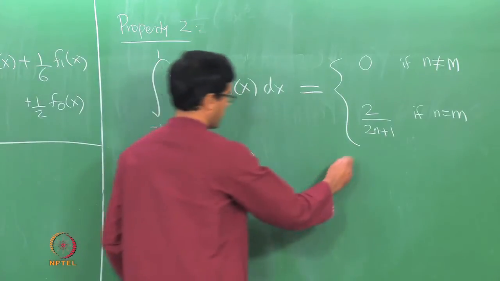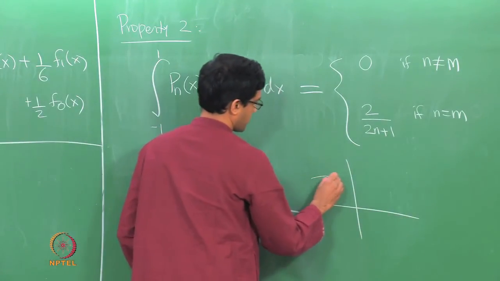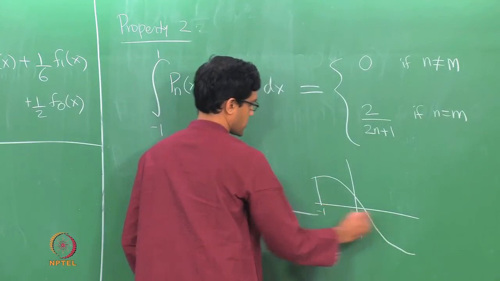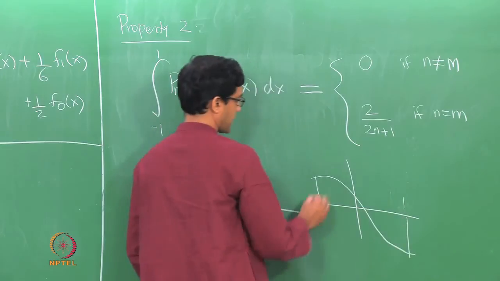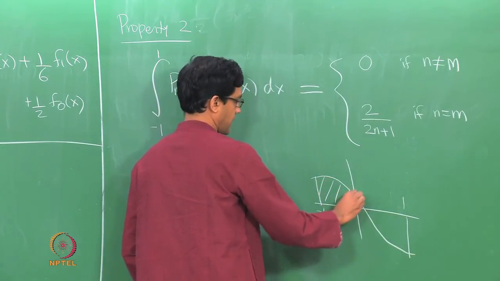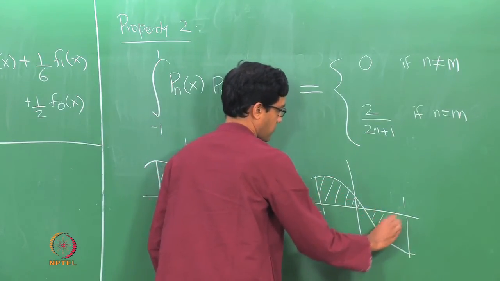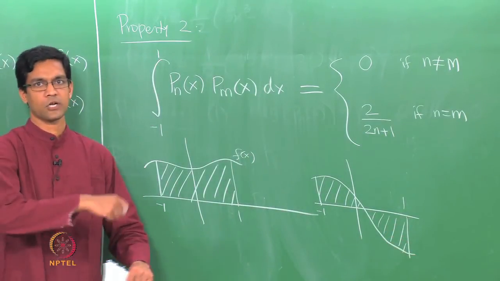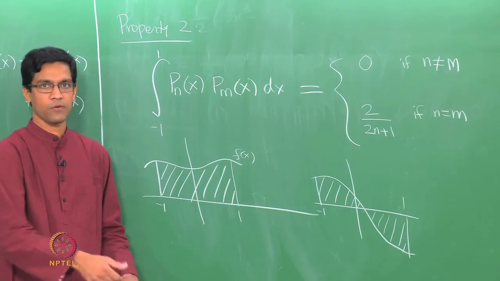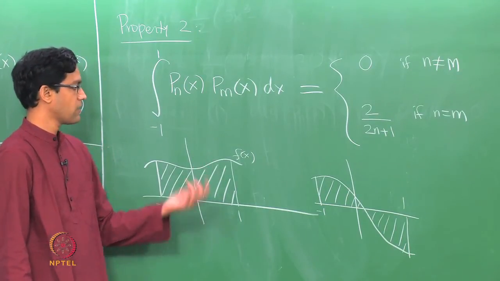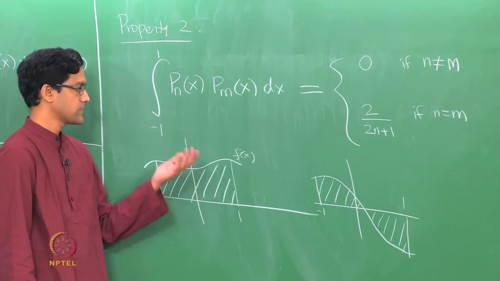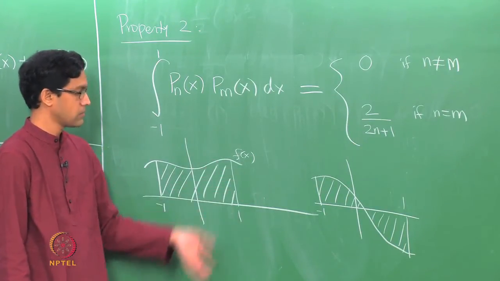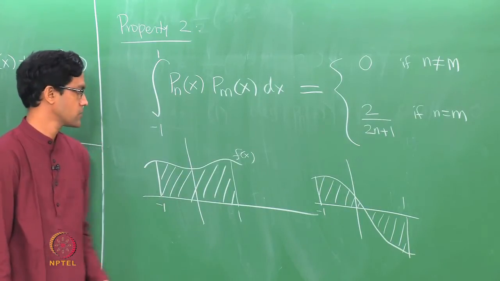Well, that can happen if part of the graph is above the x axis and part of the graph is below the x axis. So for instance, a function which has something like this, the area is always what is called the signed area. The area above the x axis is thought of as positive and the area below the x axis is negative. So what it says is, if you draw the graph of Pn of x times Pm of x, the area under the graph which is above the x axis is the same as the area that is under the graph when the part which is under the x axis.